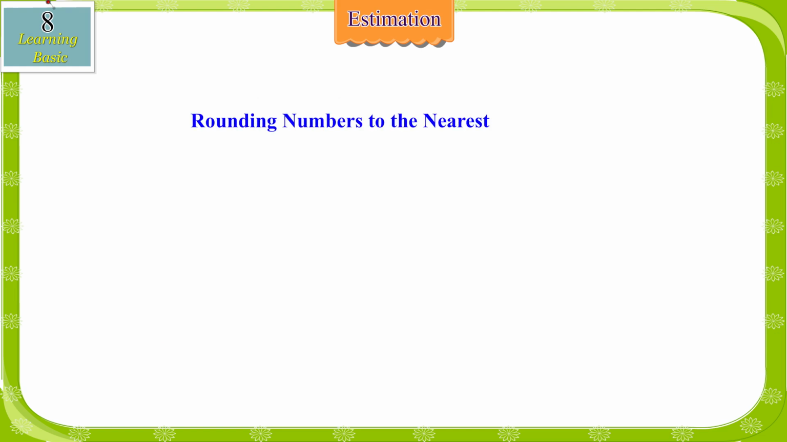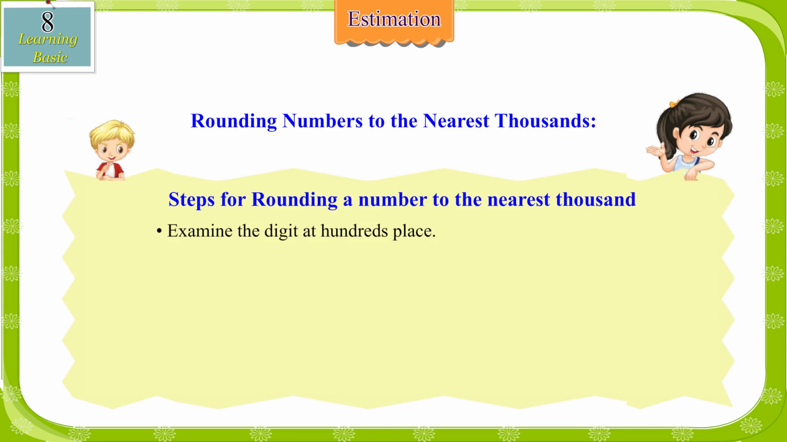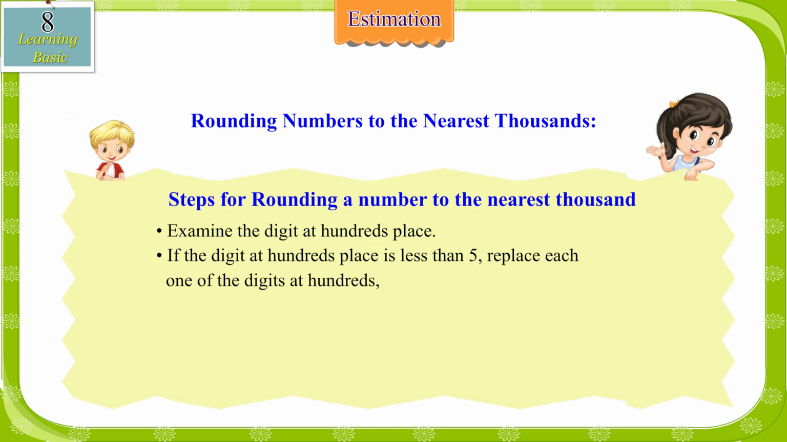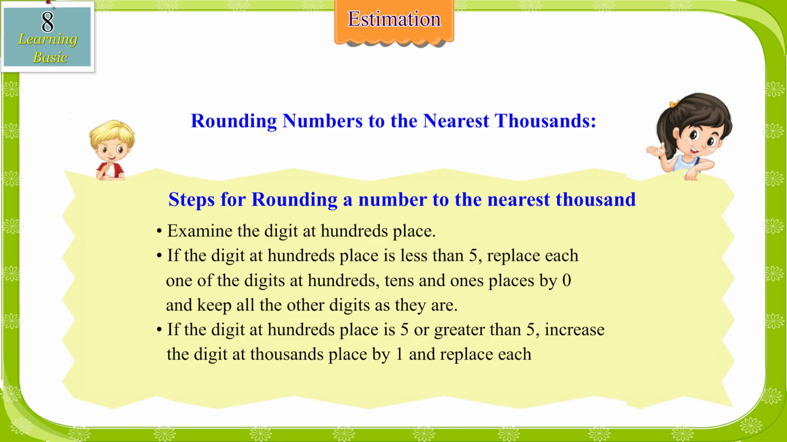Rounding numbers to the nearest thousands. Steps for rounding a number to the nearest thousand. Examine the digit at hundreds place. If the digit at hundreds place is less than 5, then replace each one of the digits at hundreds, tens and ones places by 0 and keep all the other digits as they are. If the digit at hundreds place is 5 or greater than 5, increase the digit at thousands place by 1 and replace each one of the digits at hundreds place, tens and ones place by 0.